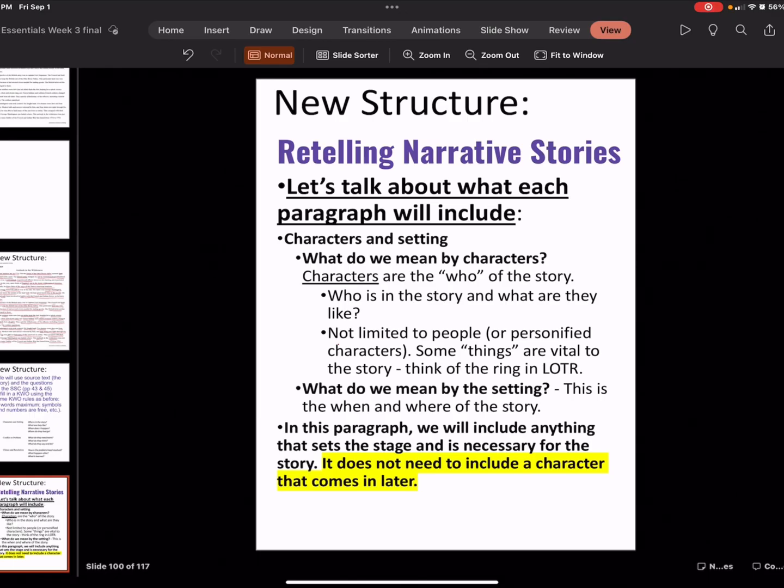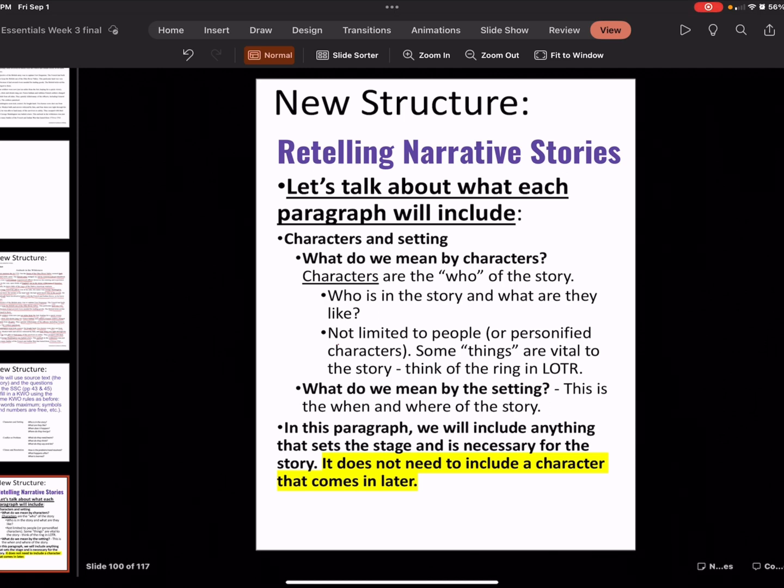We're going to get a little ahead of ourselves here, but it's okay because we're going to be talking about the paragraphs and the keyword outline at the same time, and you'll see what I mean. So retelling narrative stories is our new structure, and we are talking about what each paragraph will include, but we're also talking about what each keyword outline will include.